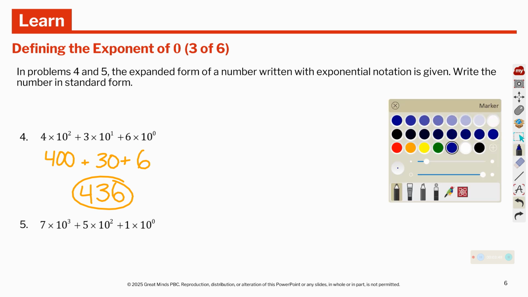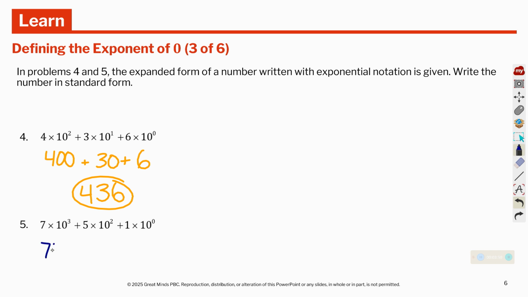Seven times 10 to the third. 10 to the third is 1,000, so that first piece is 7,000. 10 to the second is 100, so that would be 500. And 10 to the 0 is 1. 1 times 1 is 1. In standard form, 7,501.